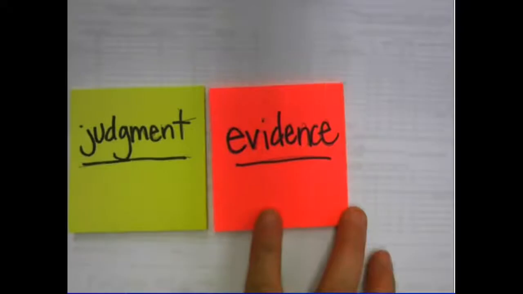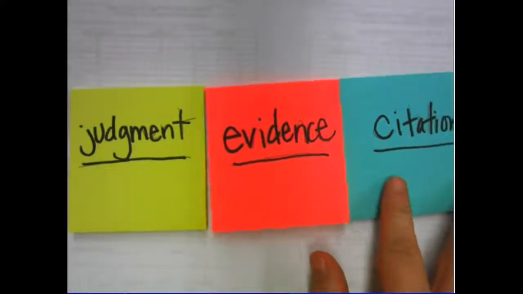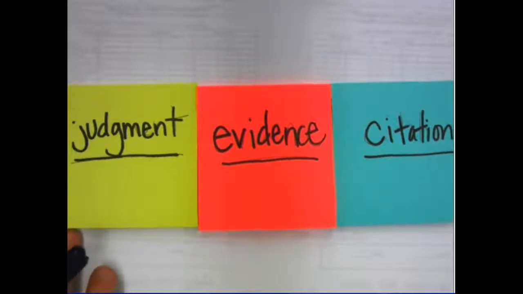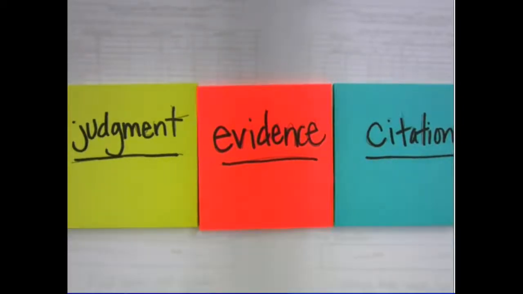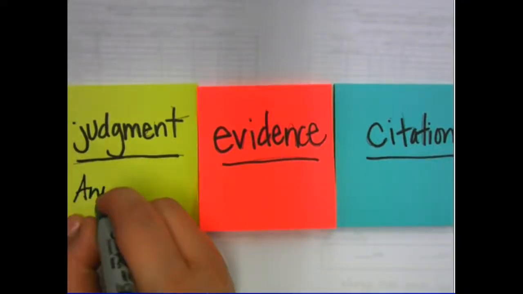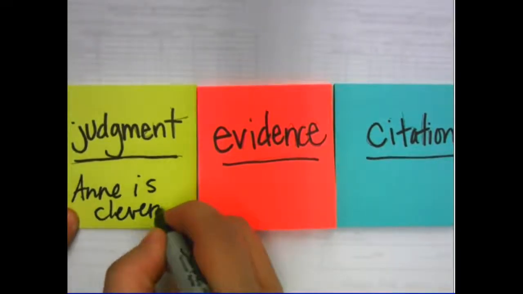For instance, if you make a judgment about something that she did or about her, then you find evidence from the book to support that. That's your conclusion. And this also needs to be cited with some sort of page number, author's name and page number. In this case, you don't really need the author's name because it's the same for each one. So it might look something like if you said Anne is clever, then that's your judgment.